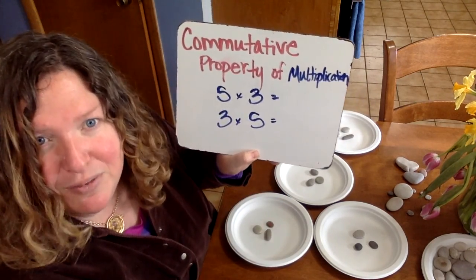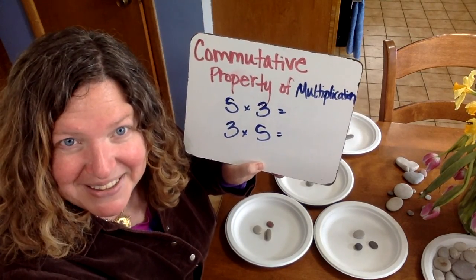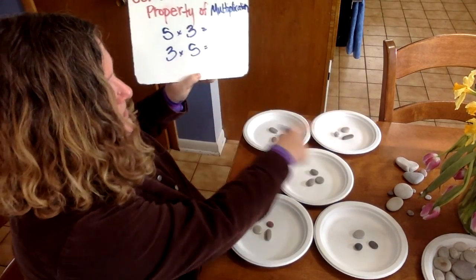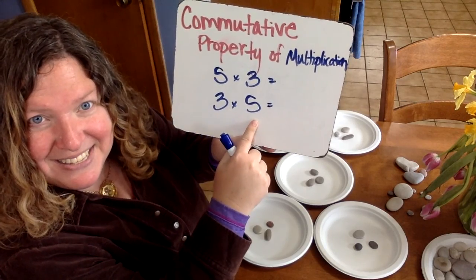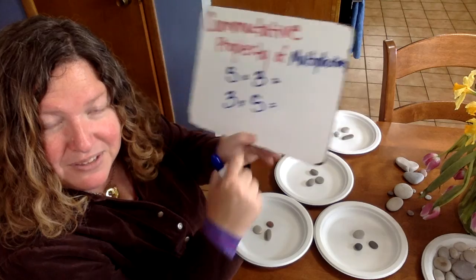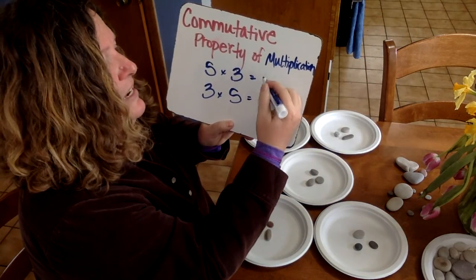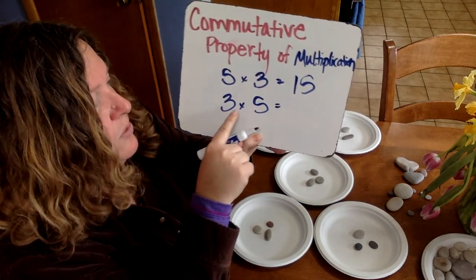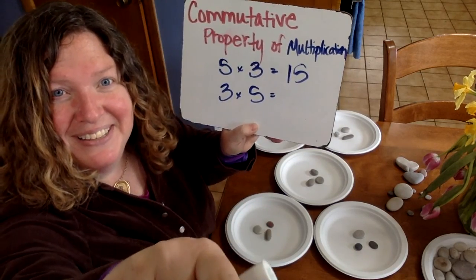The commutative property, we use it sometimes so often that we forget that we're using the property rather than just thinking it's the same. This is 5 groups of 3. What is this? This is 3 groups of 5. So let's pause, and I'm going to put our answer 15 here. Let's pause and model out 3 groups of 5. You do it along with me, and I'll see you in a minute.